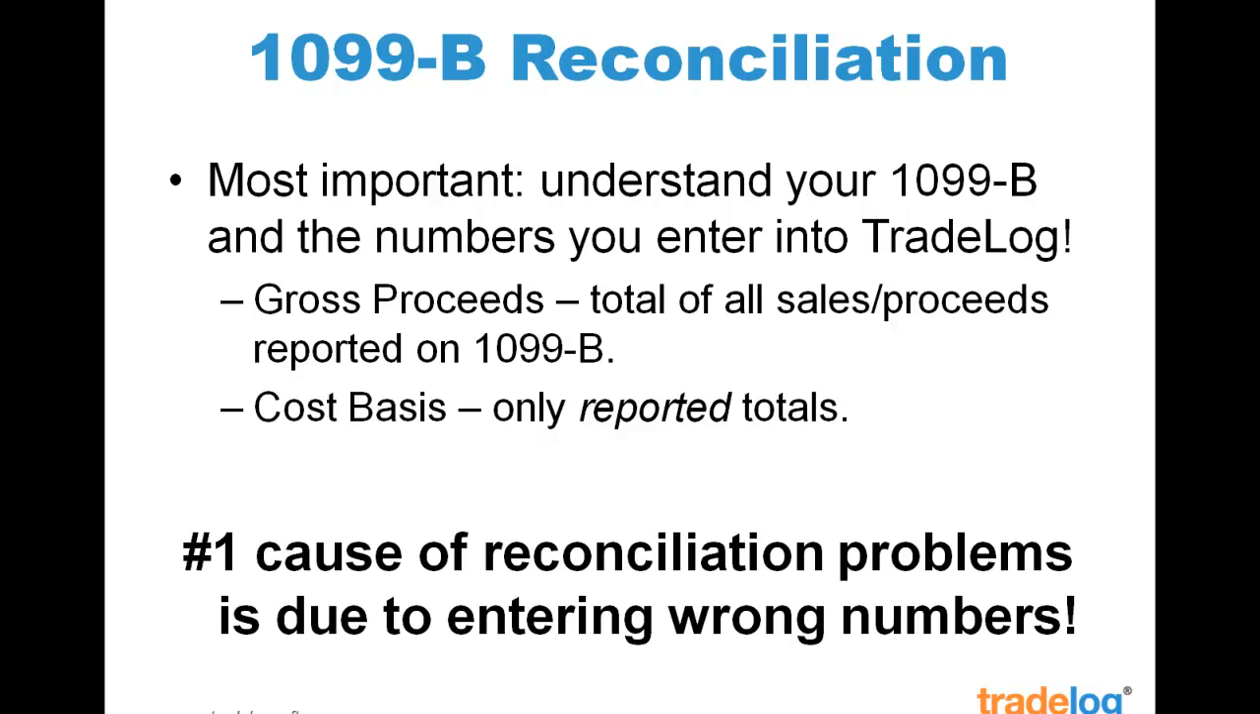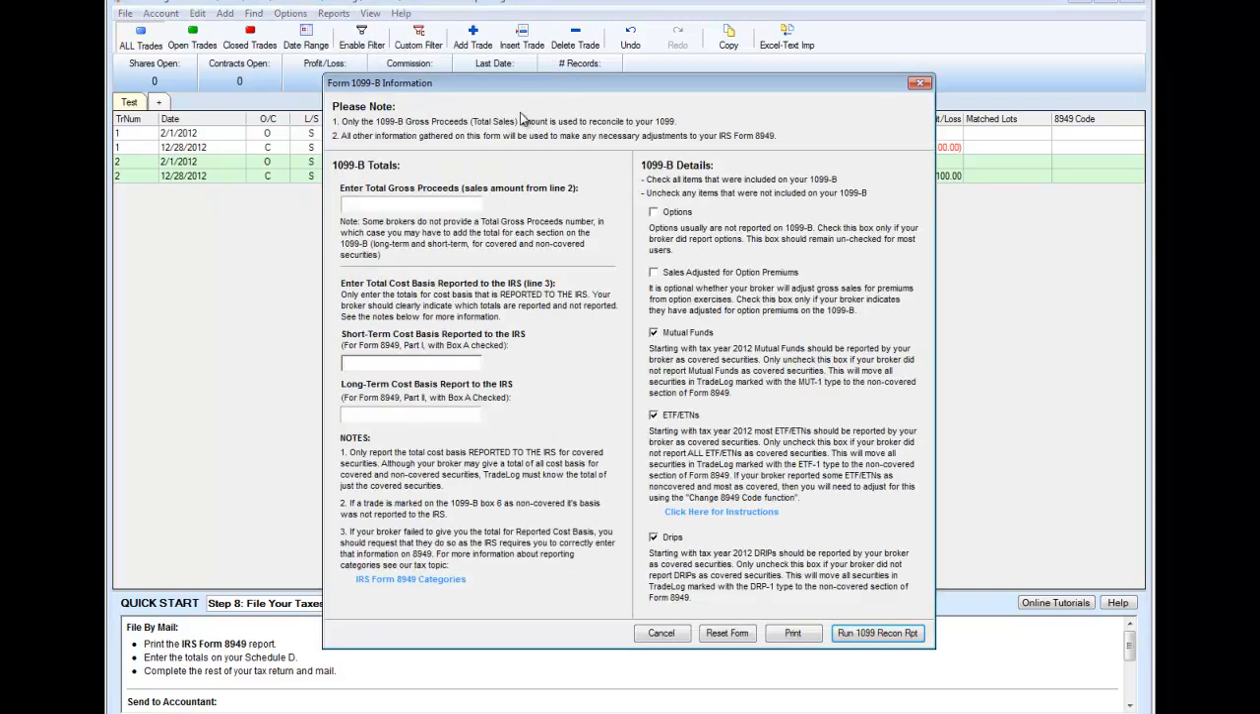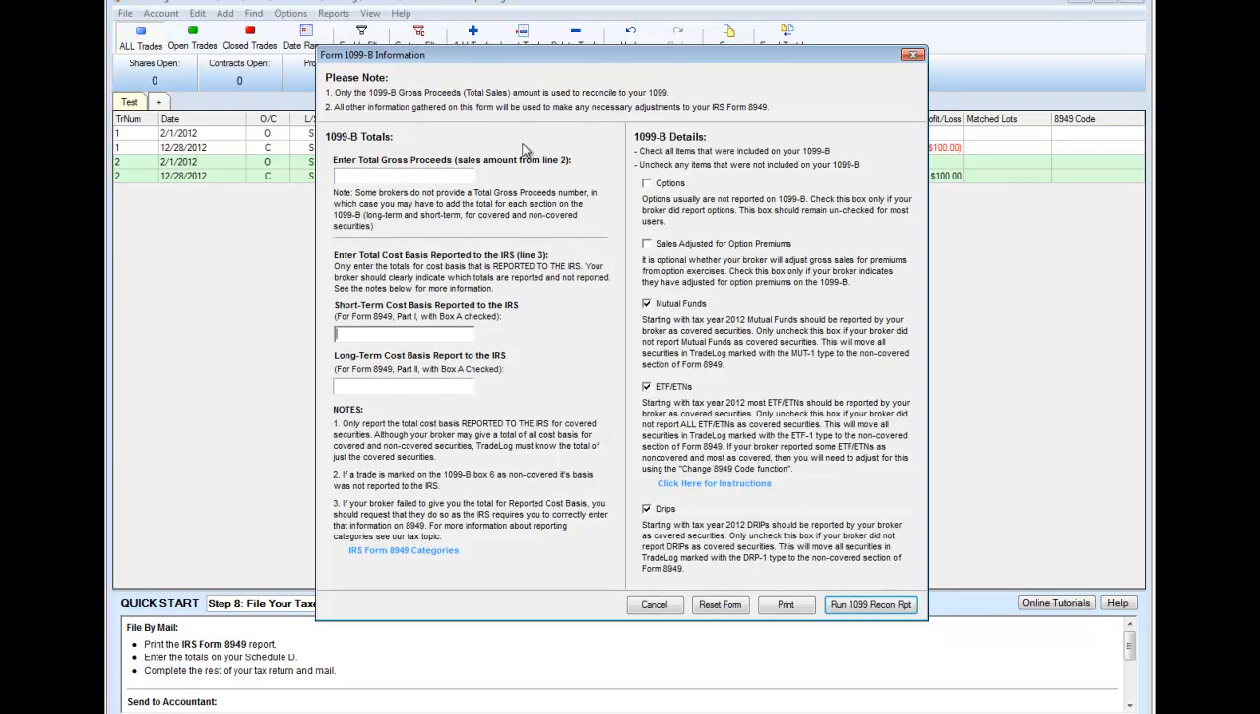First of all, most important is understanding your 1099-B and understanding the numbers that you enter into TradeLog. So let me show you here real quick in TradeLog. If I go to Reports and go to Reconcile 1099-B, here's the information that TradeLog is asking you to enter regarding your 1099. Keep in mind that we have no way to get this information from your broker automatically. Brokers do not put the 1099-B in a downloadable format. It's not available, even though you might think it is. That can be misleading. They do not provide 1099s in a format that we can simply download. So we don't know all this information.